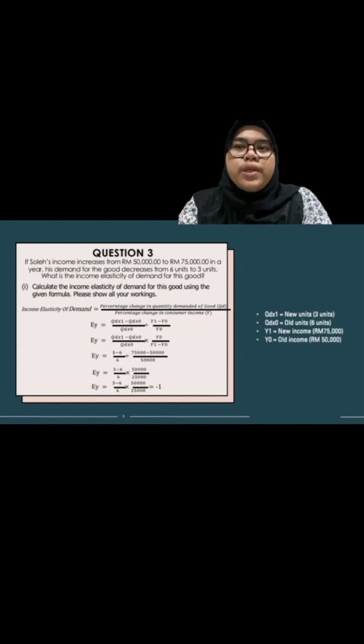As we all know, QD1 is the new quantity, which is 3 units, and QD0 is the old quantity, which is 6 units, and Y1 is the new income, which is 75,000, and Y0 is the old income, 50,000.